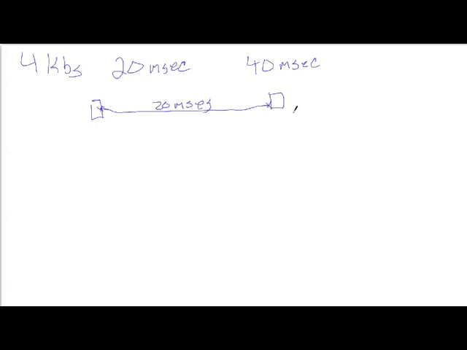And if you transmit at 4 kilobits per second for 40 milliseconds, so you take your entire bandwidth here and you transmit it for 40 milliseconds, you get 160 bits, right? Or 160 bits transmitted in that 40 milliseconds. So that 160 bits is the time it takes to do a round trip if you're stuffing it in there.